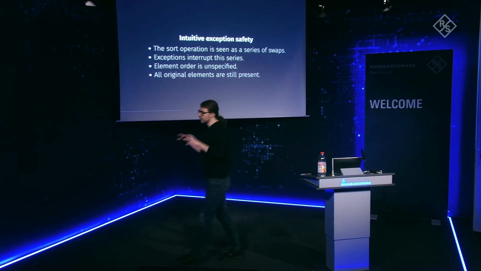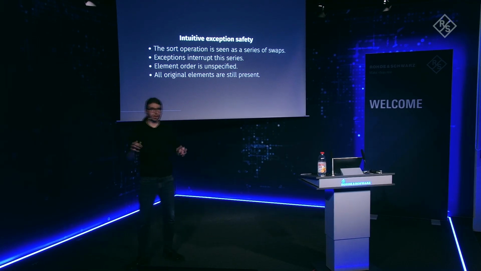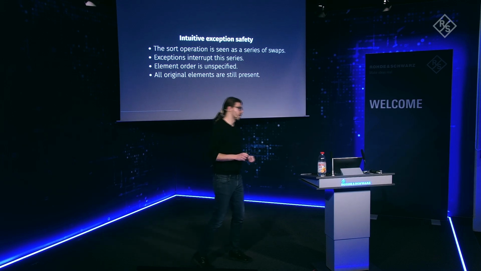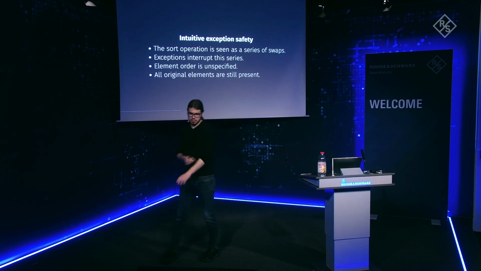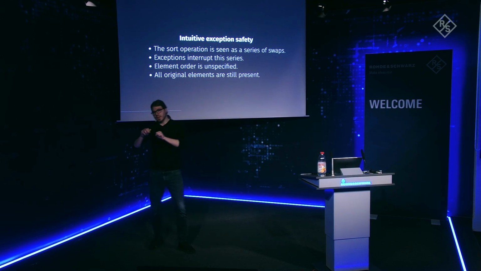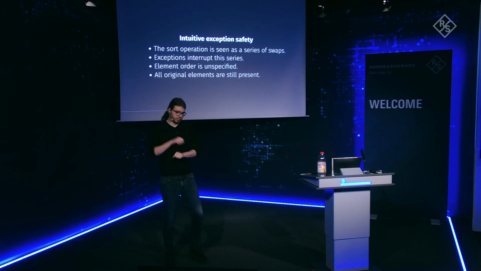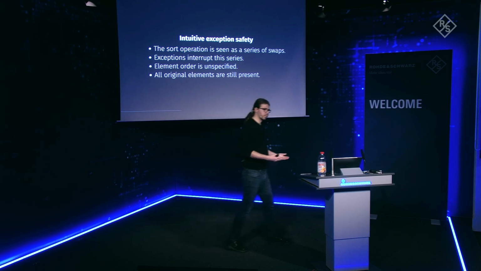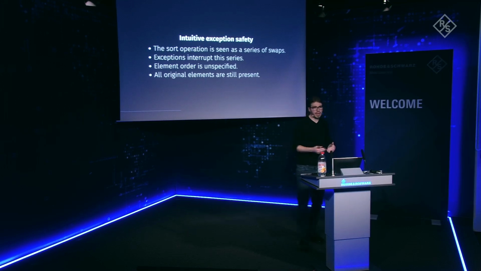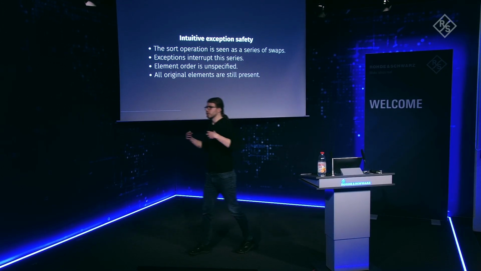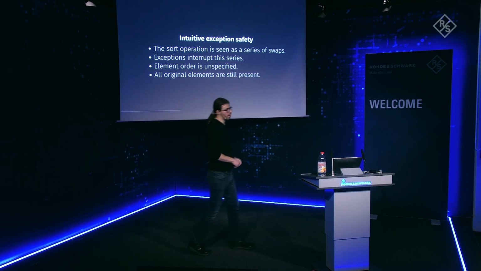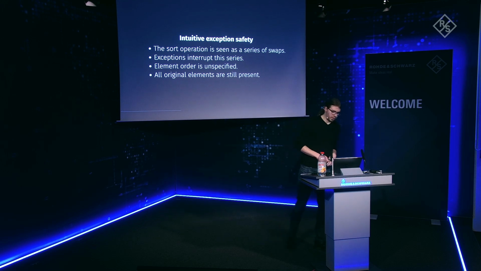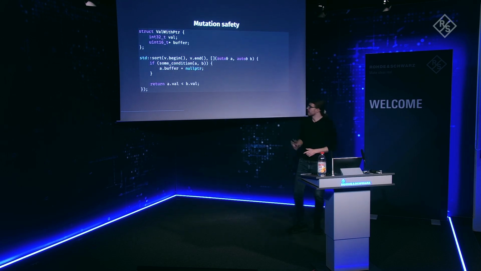So the intuitive exception safety we're talking about here is the sort operation is seen as a series of swaps. So you swap elements one at a time, logically, not practically. And when an exception happens, it interrupts the series of swaps, and then the element order is unspecified. You get some order, but you don't know what the order is. But you don't get some undefined behavior, or you don't get other elements. All the original elements are still present in the state they were, and they see all modifications, but more on that later.